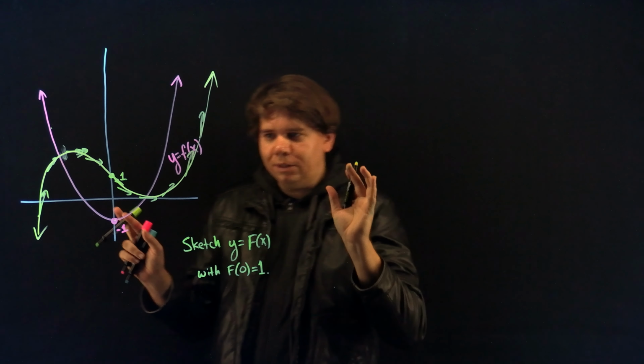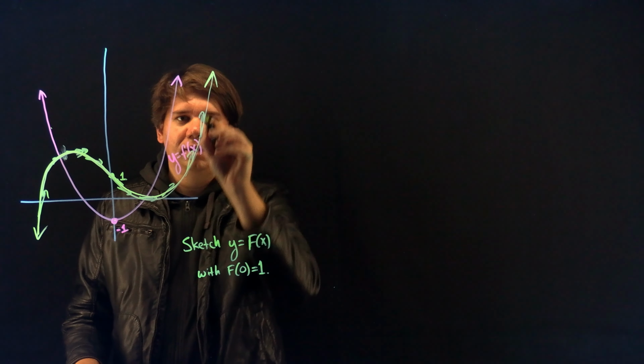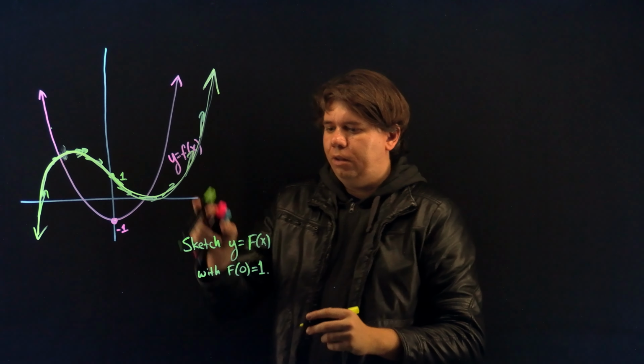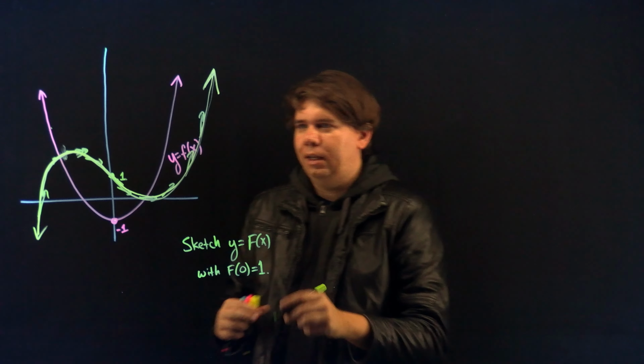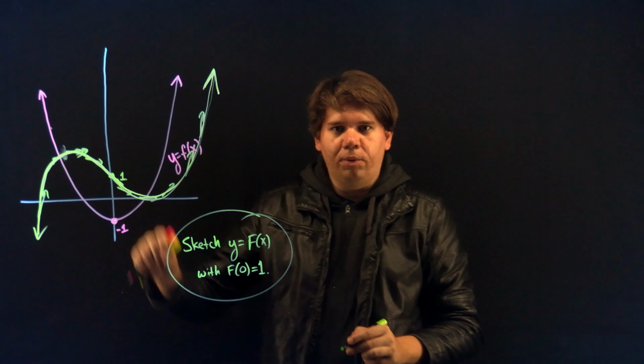Okay, so it's just a crude sketch, but you get something like this. I've drawn the graph of y equals big F of x that satisfies that at 0 it passes through the point 1.